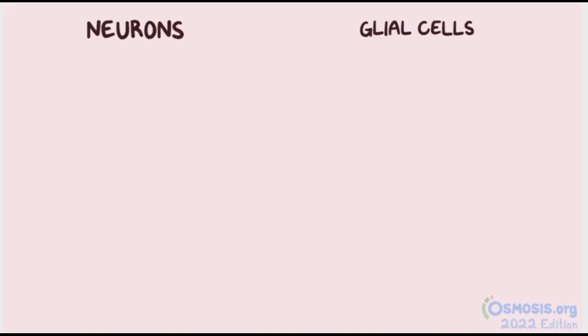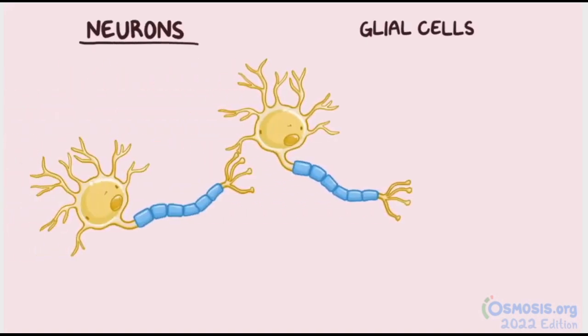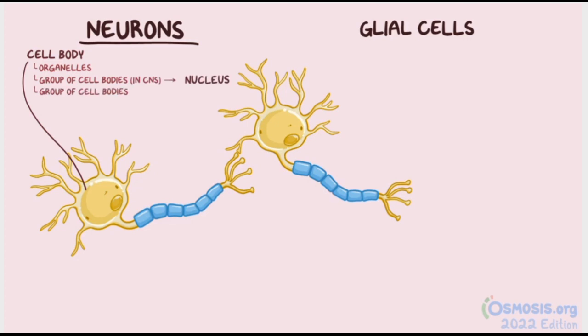The nervous system is made up of two main types of cells, neurons and glial cells. Neurons are the main cells of the nervous system. They're composed of a cell body, which contains all the cell's organelles, and when there's a group of neuron cell bodies that are next to each other in the central nervous system, the whole thing is called a nucleus, while a group of neuron cell bodies that are located outside of the central nervous system is called a ganglion.